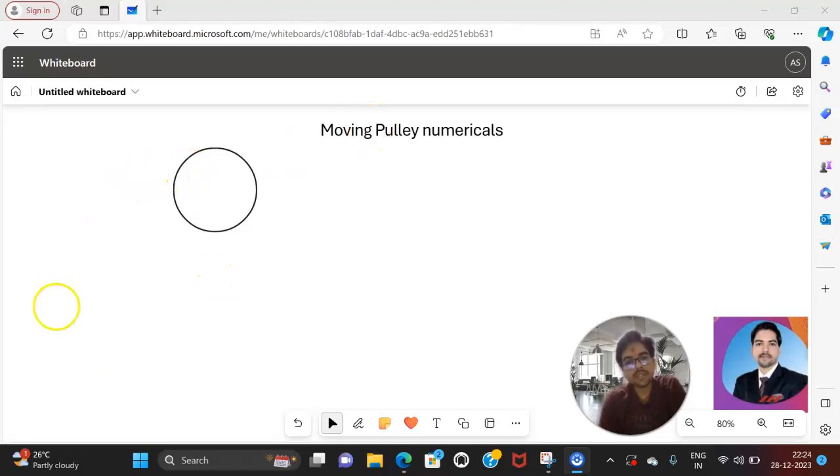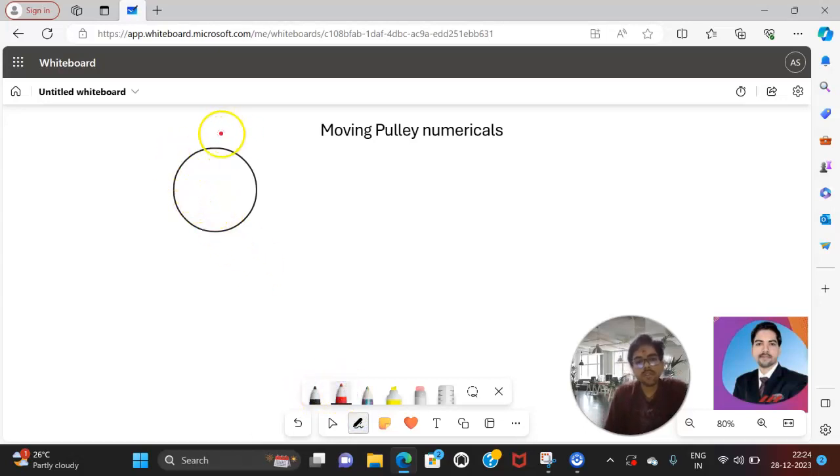So in this lecture you will understand the moving pulley numerical. So first numerical, write down. In this numerical we will understand how to find the acceleration of blocks when the pulley is moving. For example, this pulley is moving with velocity. It may be acceleration, it may be velocity, it may be displacement.